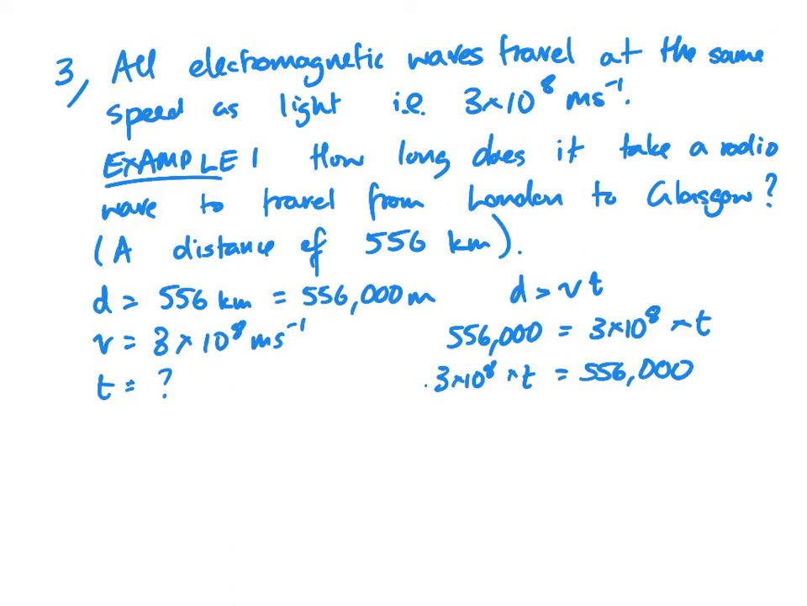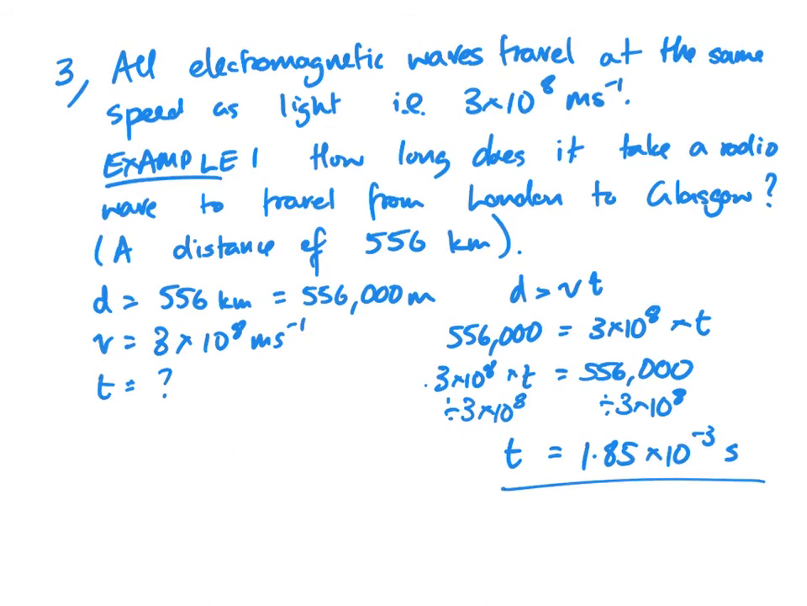But I want t on its own on the left-hand side, so I need to get rid of that 3 times 10 to the power 8. So I have to divide both sides by 3 times 10 to the power 8, which will cancel out on the left-hand side and leave me t. And then I can get my calculator out and get the answer. So the answer in my calculator is 1.8533333. I'm going to round that off to 3 significant figures. So it's 1.85 times 10 to the minus 3 seconds. Right, example 2.